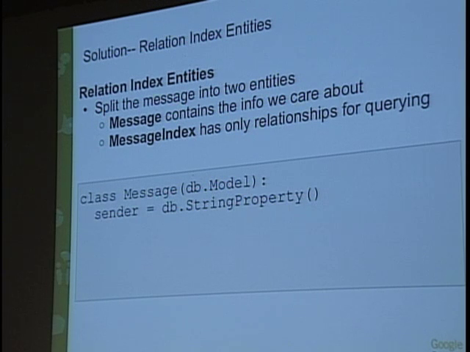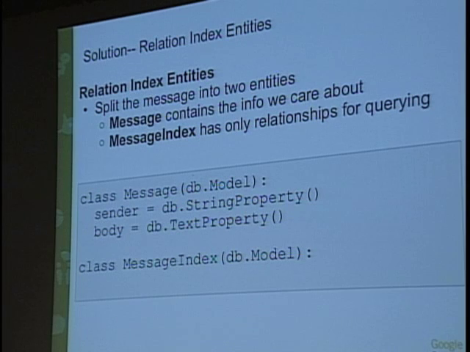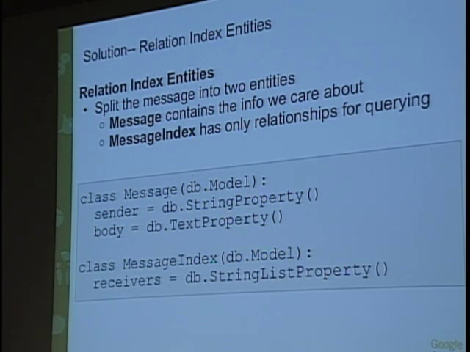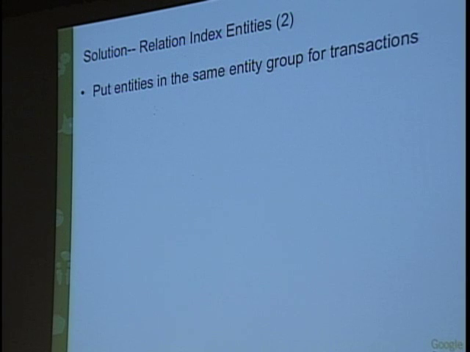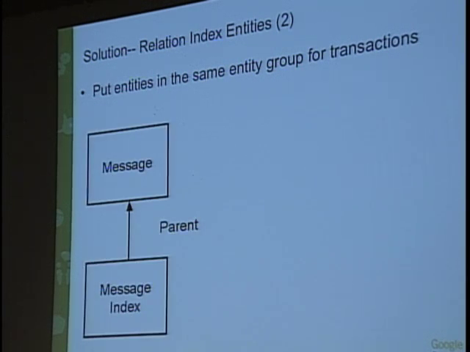Well, the message, just like before, has a sender, the person who typed the message. It has a body, which is the text of the message. But instead of the receivers being here, we have a separate entity called message index. And there we put the receivers. Now, we have to associate these two together. And we'll do that. We'll put them in the same entity group so we can do transactions across them.